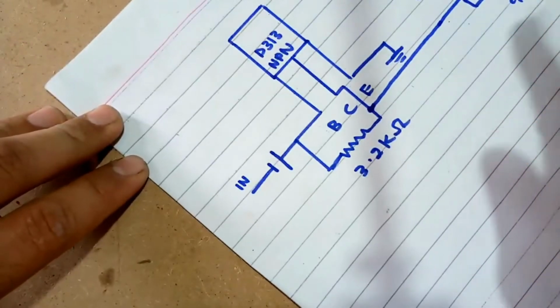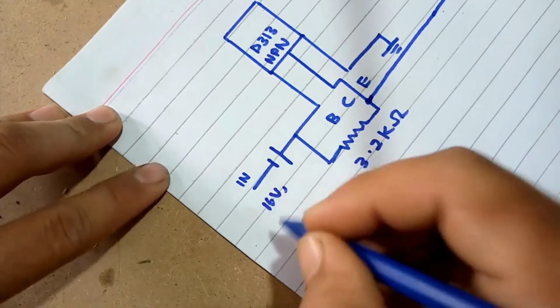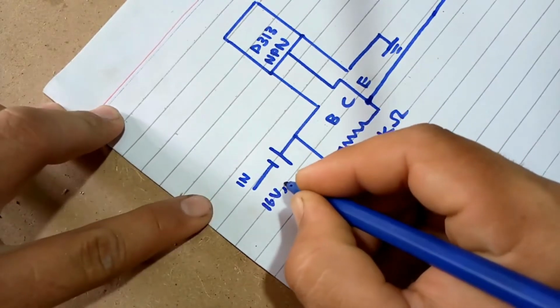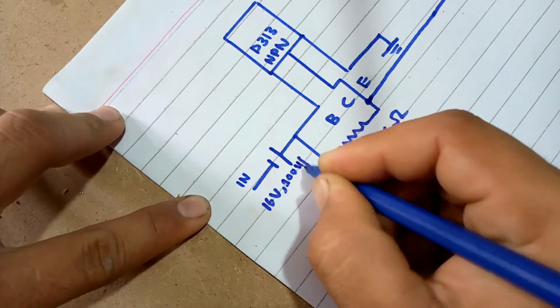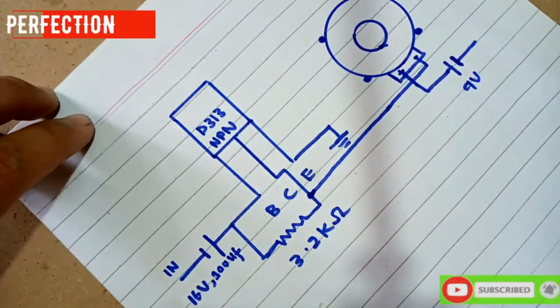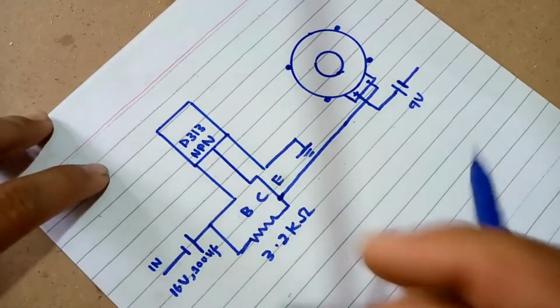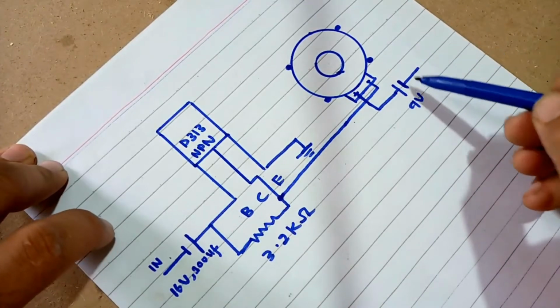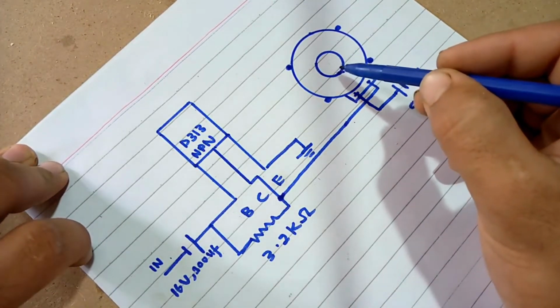Now the circuit diagram is complete, as you can see. This is the audio end, this is the power source, and this is the output source, the speaker.